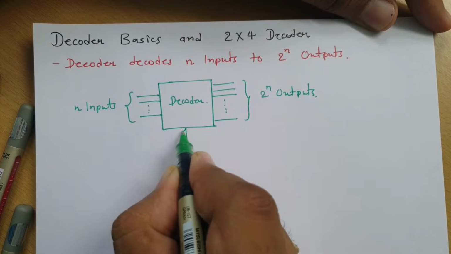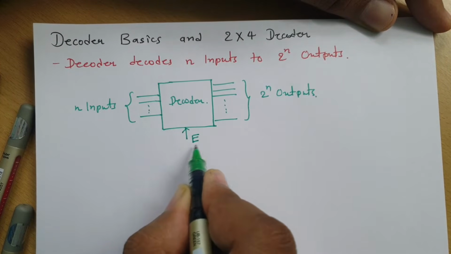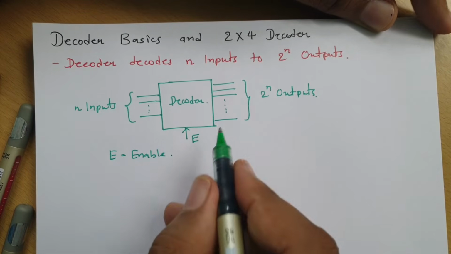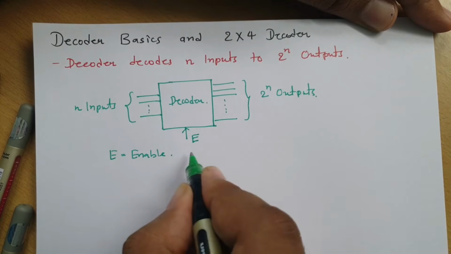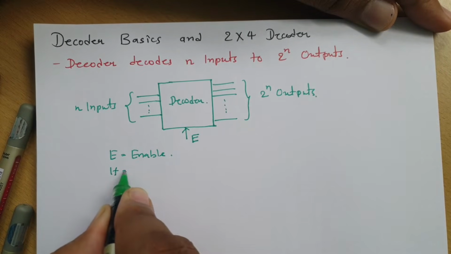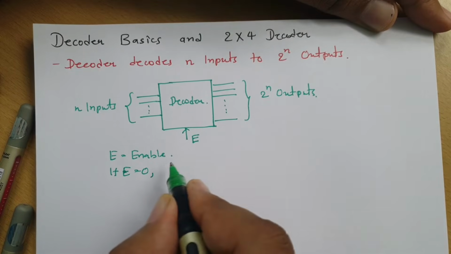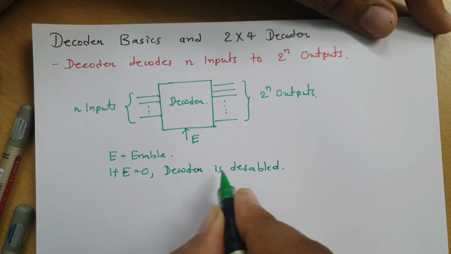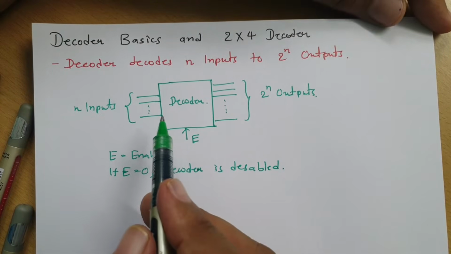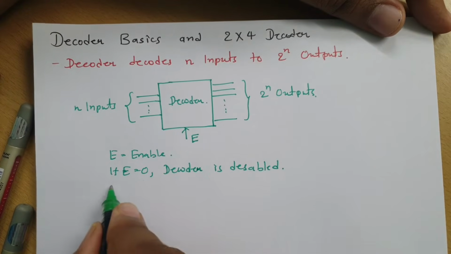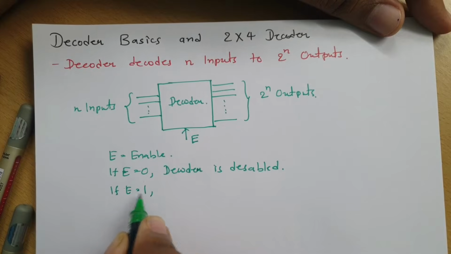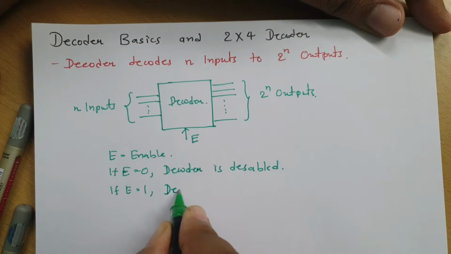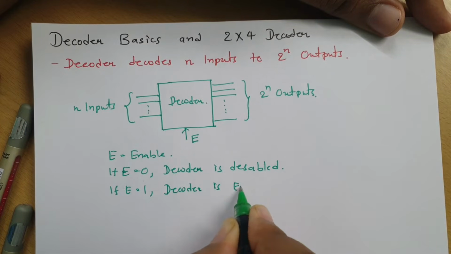And one more important terminal that we need to focus on is terminal E, the enable terminal. In this circuit, if this enable terminal equals 0, in that case this decoder will be disabled, meaning this decoder will be off, right? And you can work with this decoder in case E equals 1. So if E equals 1, we can say the decoder is enabled.